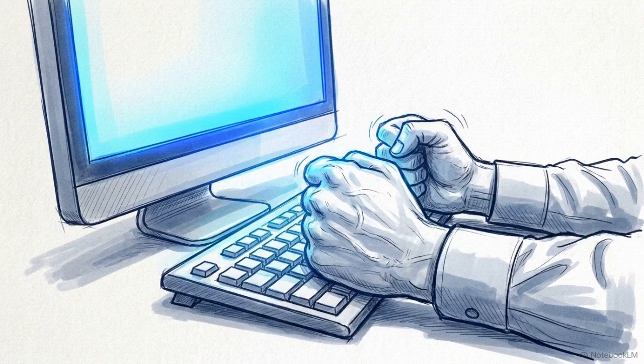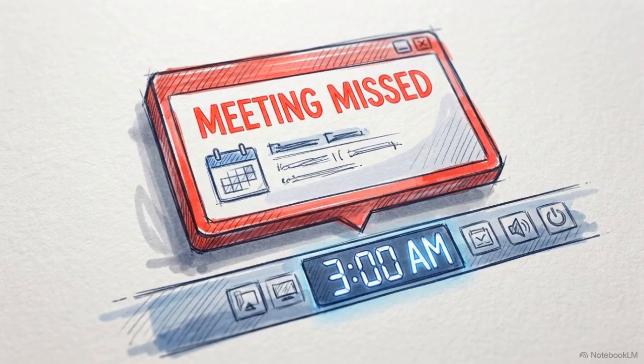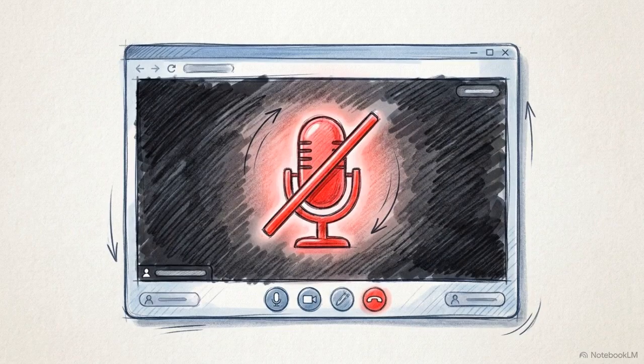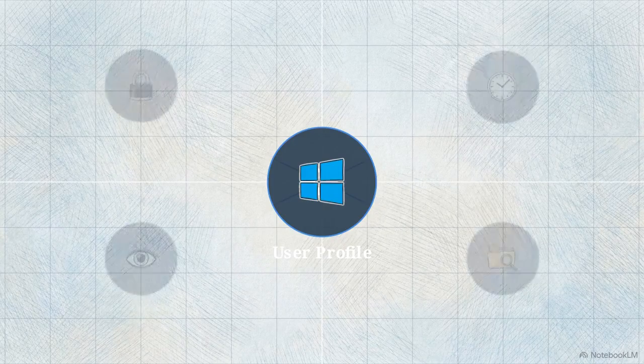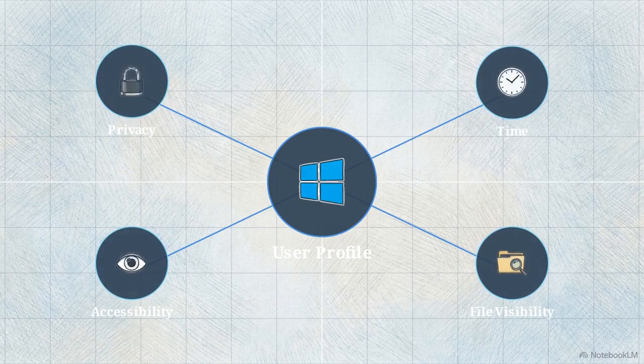We've all dealt with the friction of a fresh Windows installation, missing meetings because the clock is wrong, or finding your microphone disabled right as a call starts. To eliminate these pain points, we'll execute a 4-step optimization of your user profile, focusing on privacy permissions, clock automation, display accessibility, and hidden file visibility.